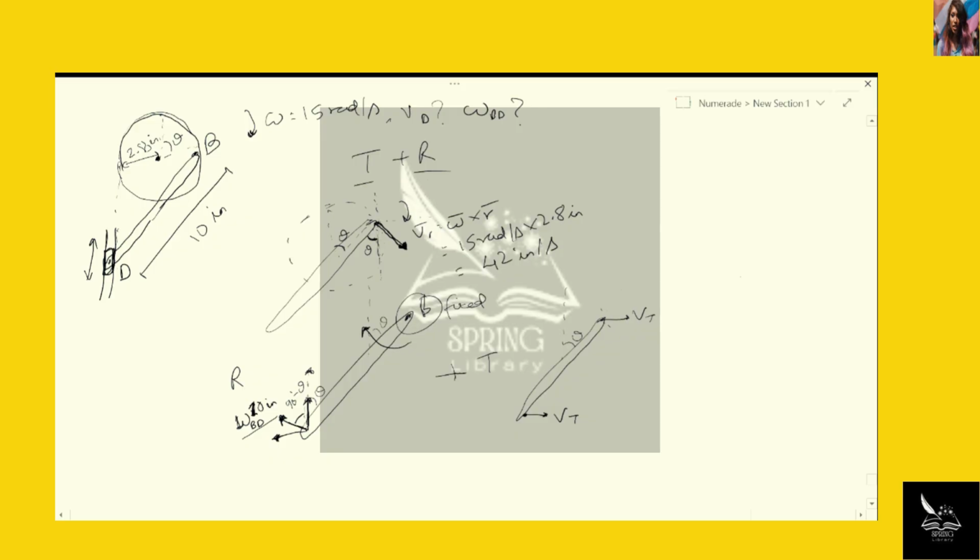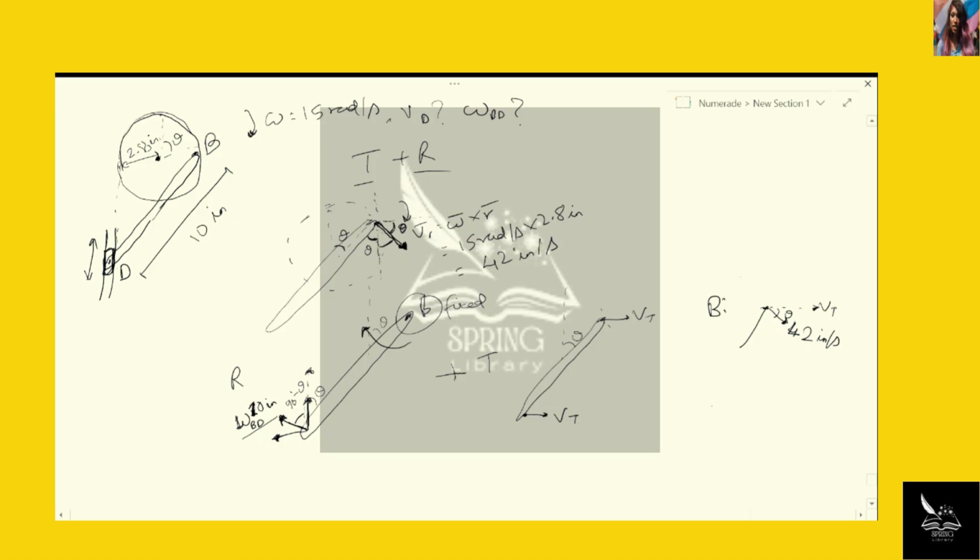and if this is our horizontal, then this is going to be 90 degrees minus theta. So this angle is again going to be theta. So since these two motions at point B are giving rise to 42 inches per second, if we break this 42 inches per second along this theta, then this will give us our Vt.